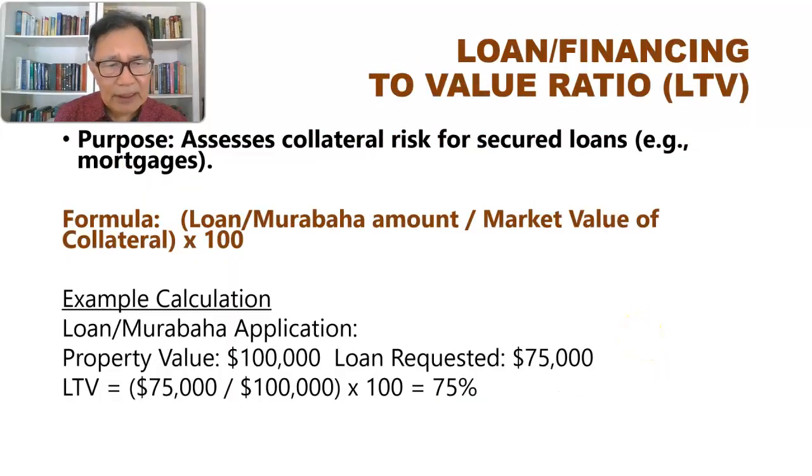We can also see another parameter to measure or assess the credit standing of the customer, and that is the loan to value ratio, or financing to value ratio. The formula is the loan or murabaha amount divided by the market value of the collateral. So if the property value is 100,000 and the requested loan is 75,000, the LTV ratio will be 75 divided by 100,000 times 100, so that will be 75%.